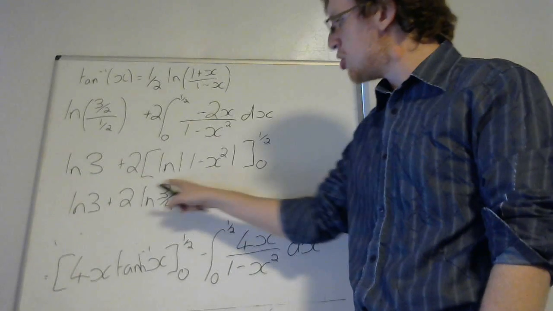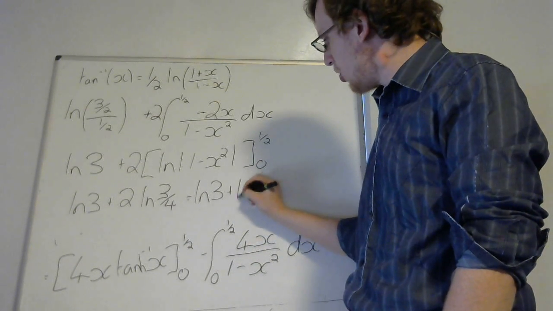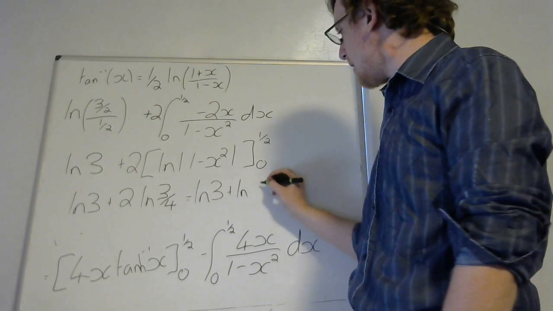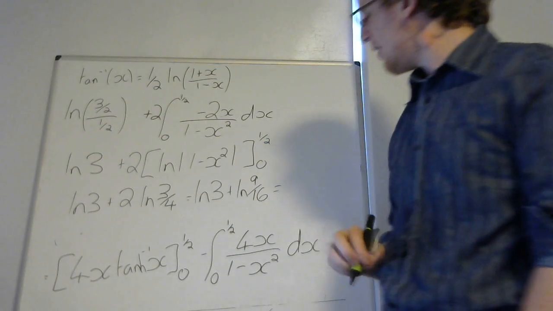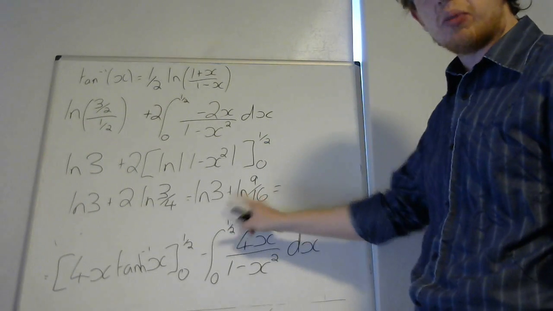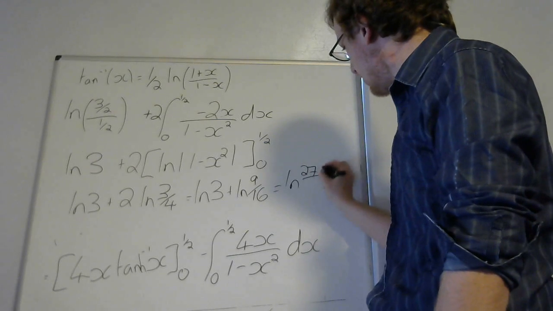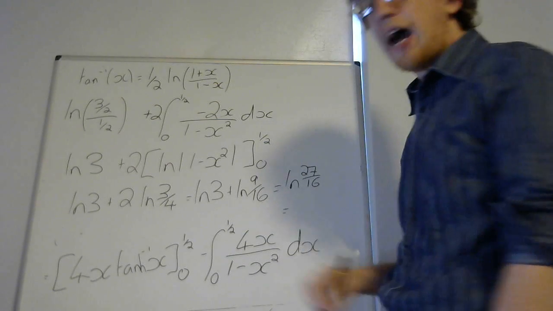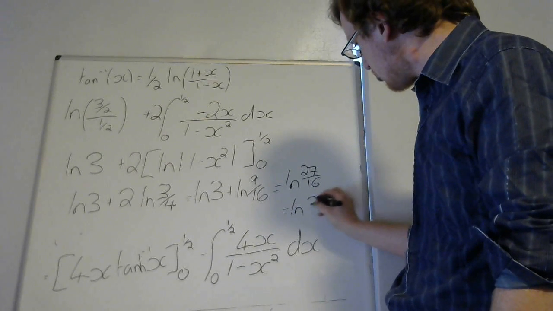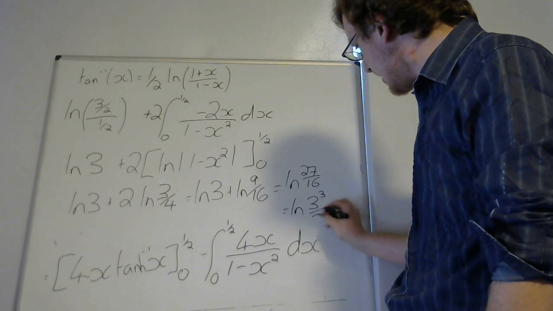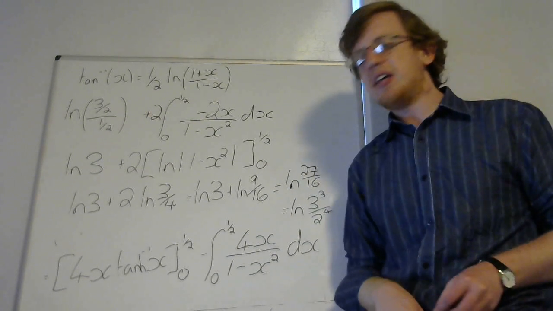So I can bring the 2 up as a power, so that's ln 3 plus ln 3 squared is 9, 4 squared is 16. And when you add logs, you multiply the inside. So that's ln of 27 over 16, which we can now write in the way that they want it. That's ln 27 is 3 cubed, 16 is 2 to the power 4. Nice one, that's the question done.